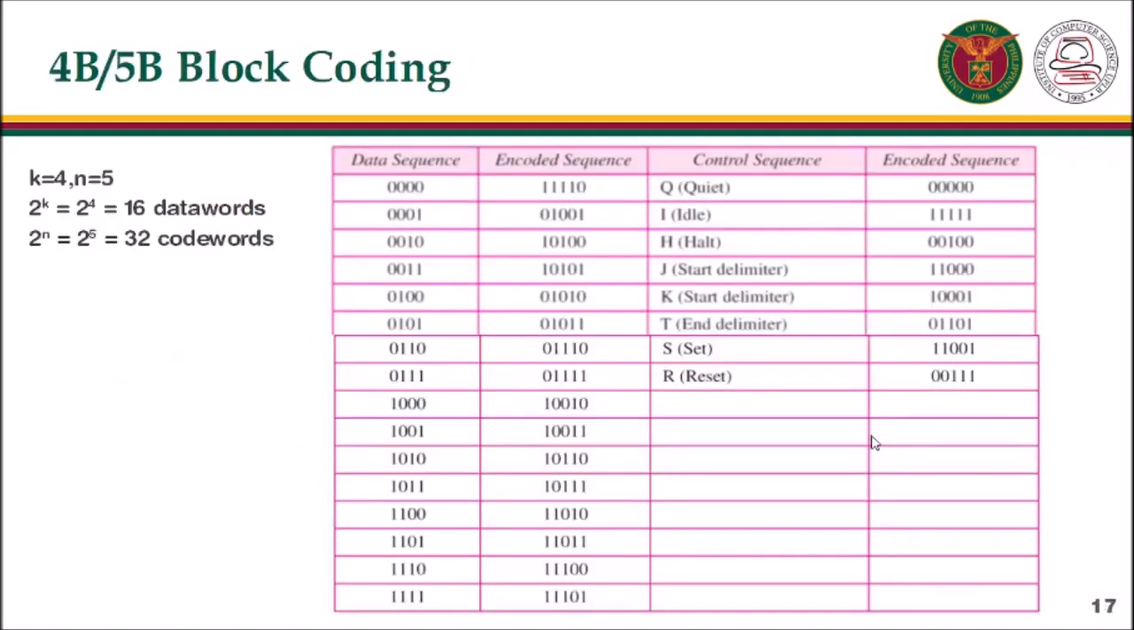An example of block coding is 4b/5b. With k equal to 4, there are 16 data words as listed here. With n equal to 5, there are supposed to be 32 code words. However, as you can see, some code words are unused. This means when a receiver receives a code word which is not on the list, there is an error.